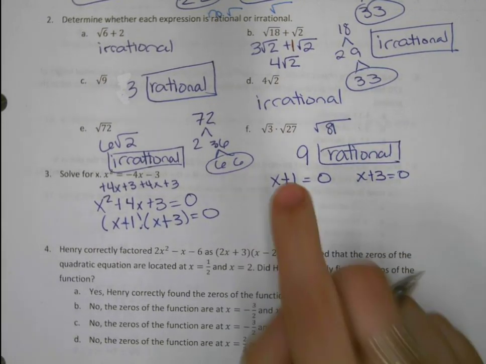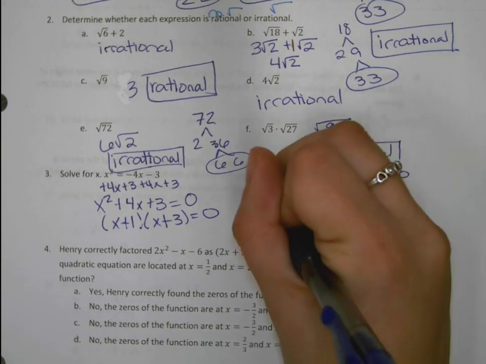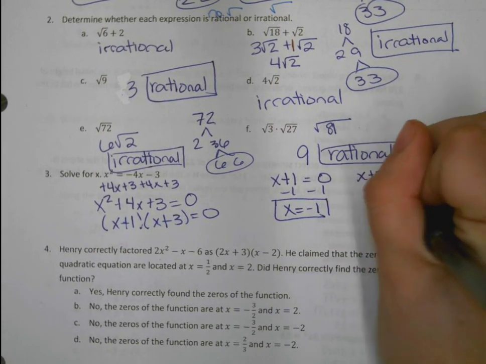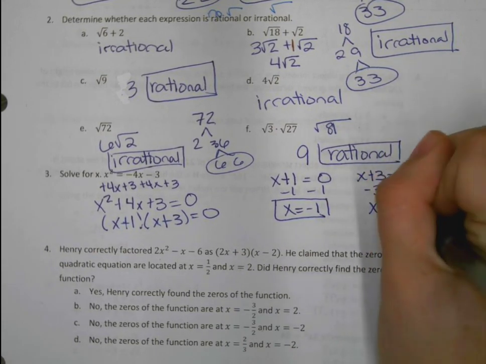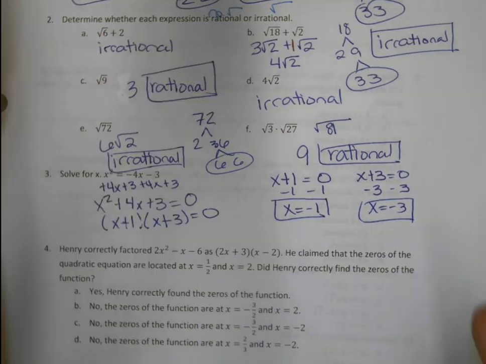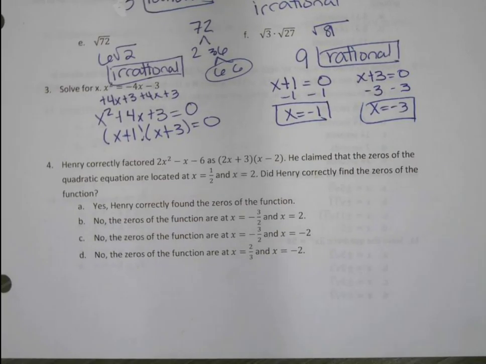On my first equation, I'm going to subtract 1 on both sides. I get x equals negative 1. That's one of my answers. And then on the second equation, I want to subtract 3 on both sides, and I get x equals negative 3. Those two are my answers. So a solution is where it crosses on the x-axis.